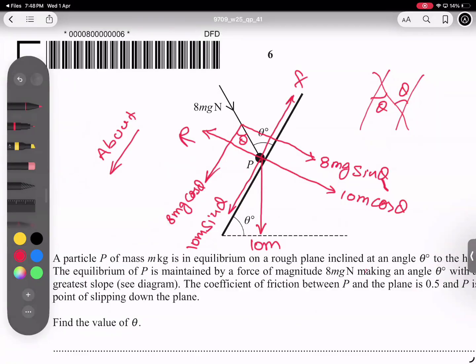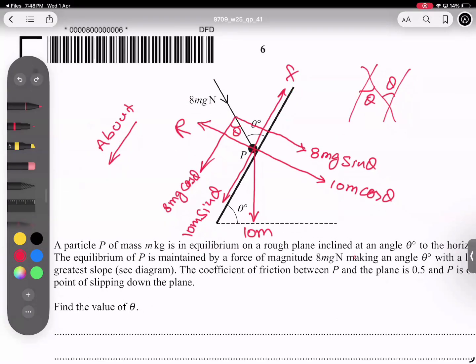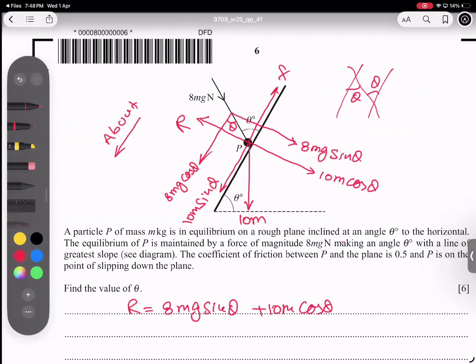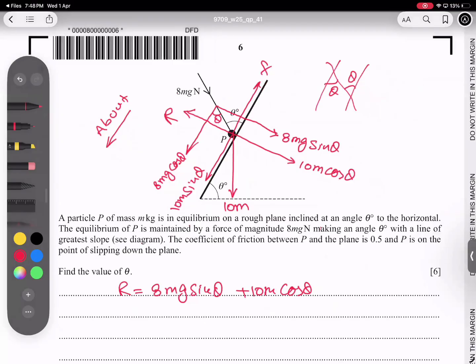Now, first of all, I will talk about the friction. This is acting upward, and these two forces are acting downward, inside, inwards. So they are equal to each other. So I can say, students, very clearly, R is equal to 8 mg sine theta plus 10 m cos theta. Okay, the second part is here. I got the R value. Now I'm going to discuss the upward forces equal to downward forces.